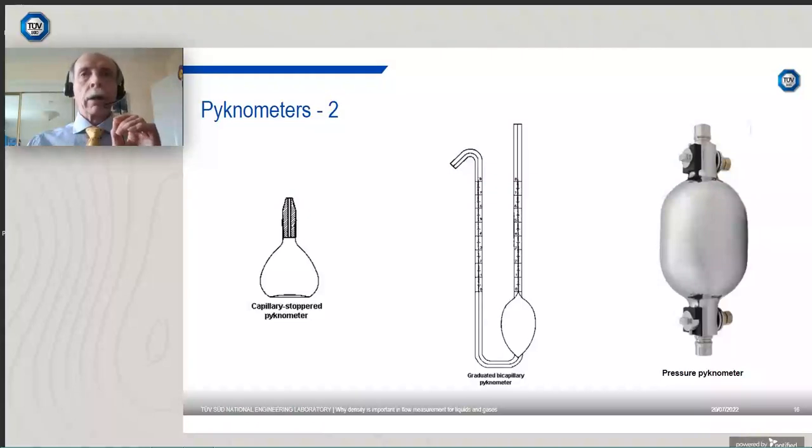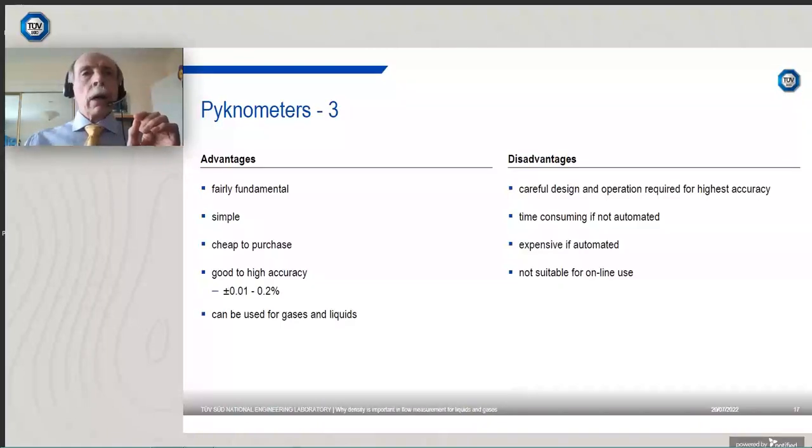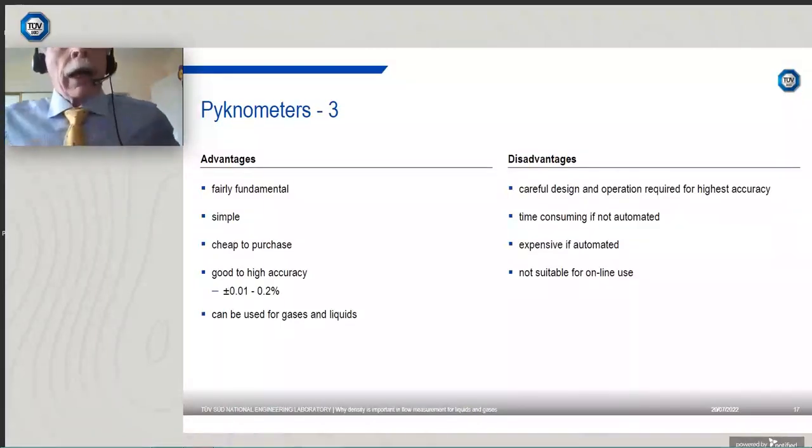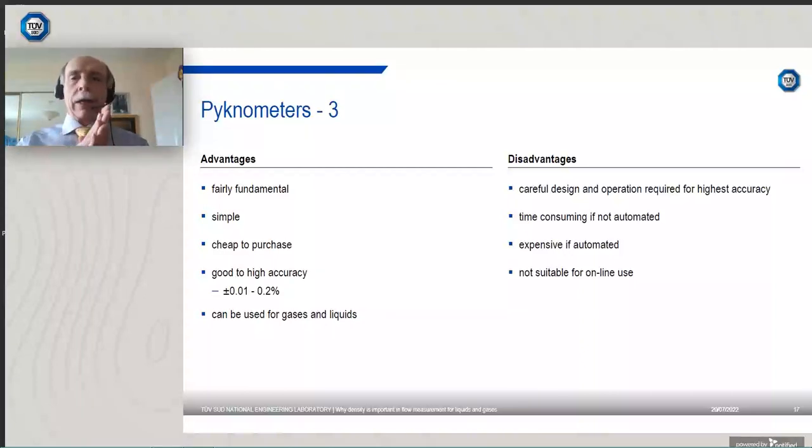And there are organizations, companies around who have that expertise. In terms of the advantages for pyknometers, as I've said, they're fairly fundamental. They're close to being the SI definition of density. In general, they're simple, relatively cheap to purchase. Once you get into the pressure capabilities, it becomes more expensive. Anything to do with pressure puts prices up. And you can have good to high accuracy, and they can be used for gases and liquids. The glass pyknometers obviously are only liquid, but the pressure pyknometers can be used for gases.